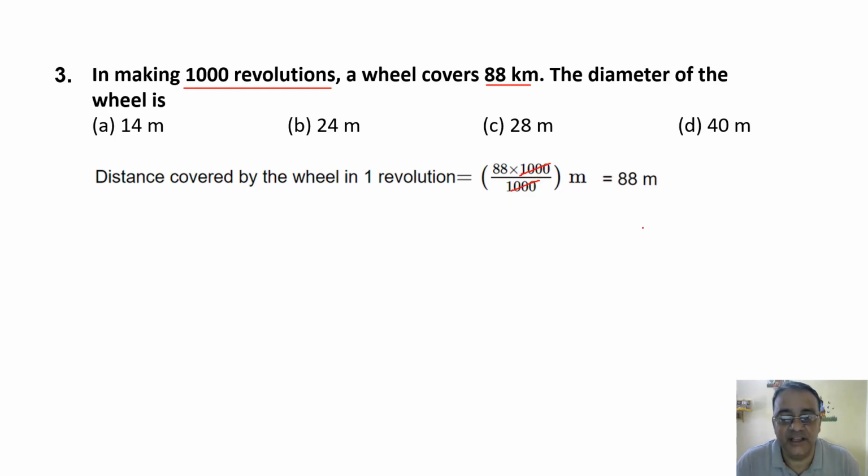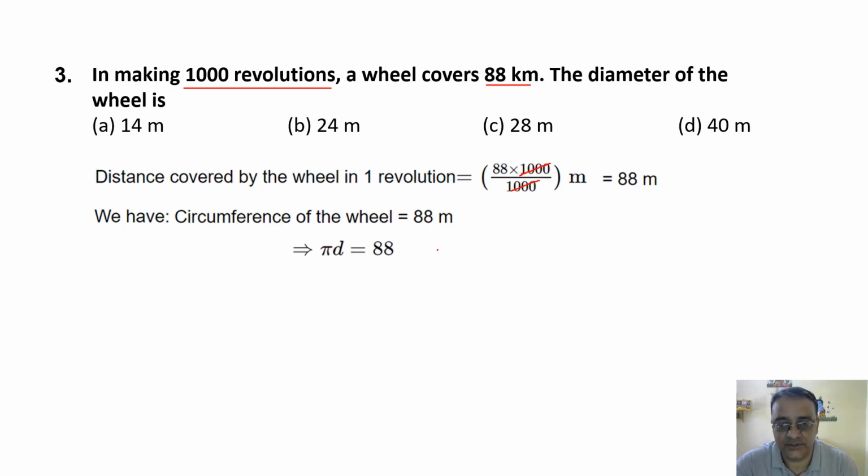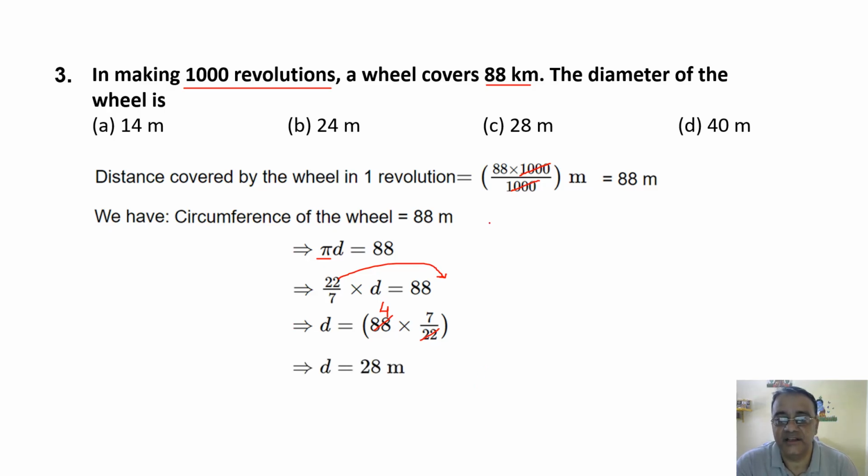And this we will equate with the circumference, that is 2 pi r or pi into d. We can use any formula, right? So pi into d is equals to 88 meter. Now substitute the value of pi, that is 22 by 7, right? So if you shift this to this side, it will become 7 by 22. Now 88 can be cancelled with 22. So we are getting d is equals to 28 meter and the correct option is option C. So now we are moving toward question number 4.